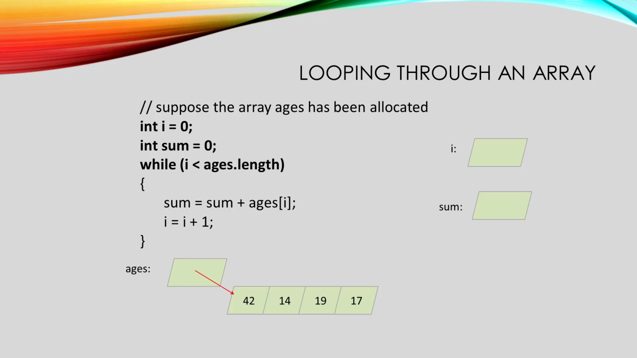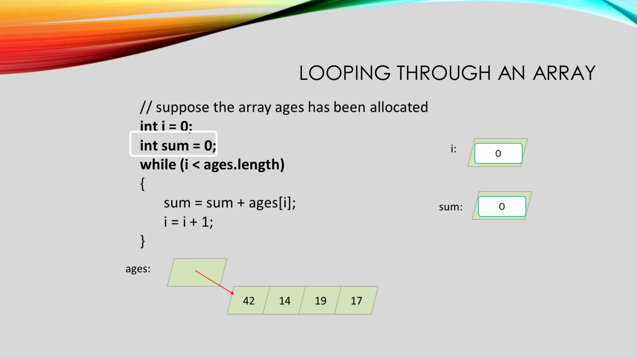In this example, we start out by declaring a variable named i to be an integer and have a 0 in it. And we do the same thing creating a variable named sum. i is going to be the position in the array that we're working on, and sum is going to be the running total of the ages so far. So they both start at 0.